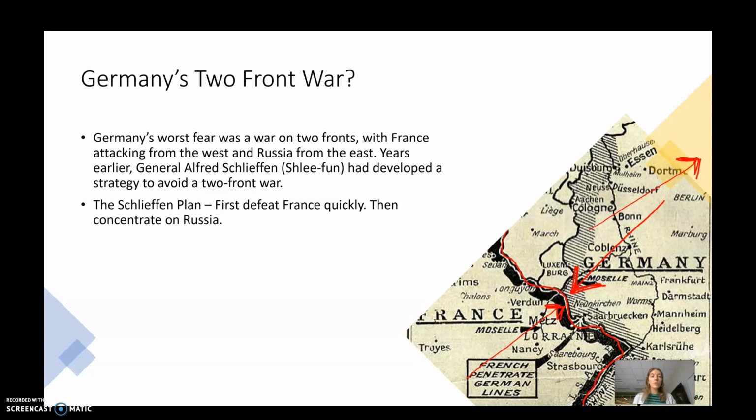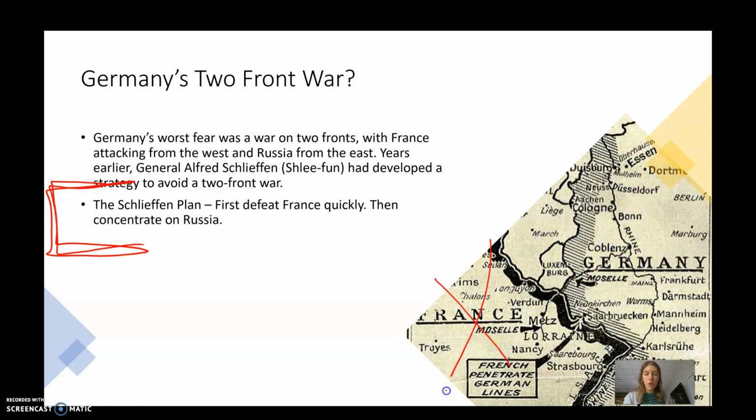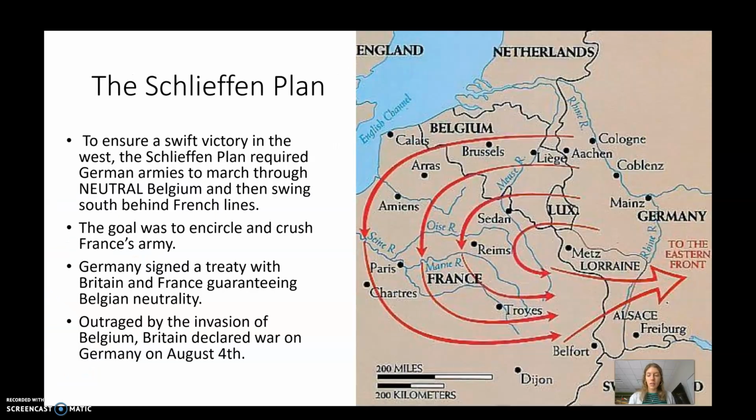So Germany's worst fear was a war on two fronts, with France attacking from the west and Russia from the east. Years earlier, there was a general named General Alfred Schlieffen. If we were in person, I would say Schlieffen plan, Schlieffen. He had developed a strategy to avoid a two-front war, which is the Schlieffen plan. The goal was to first defeat France quickly, then to move up and concentrate on Russia. That is the Schlieffen plan, and I'm going to explain it in the next slide.